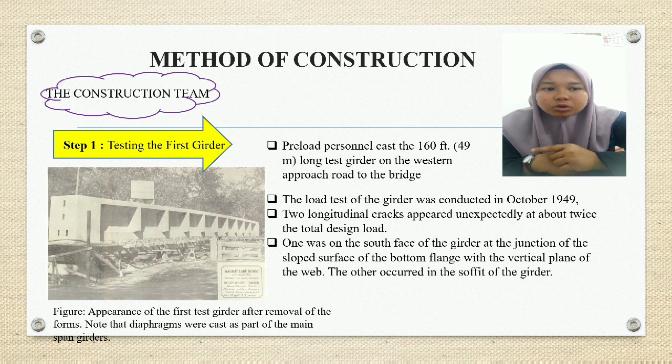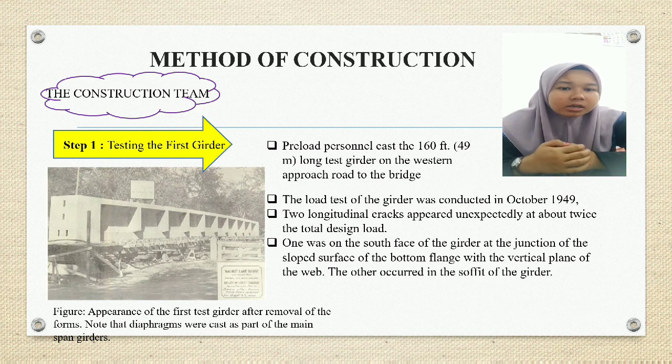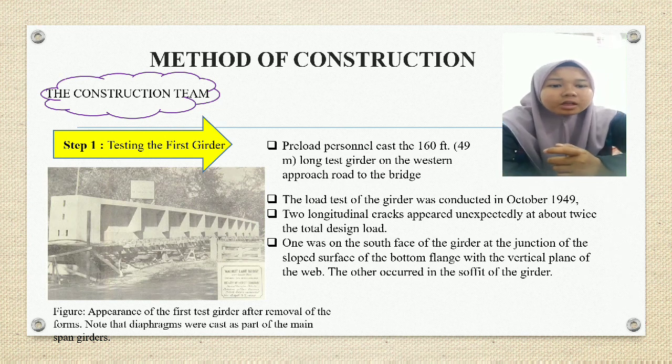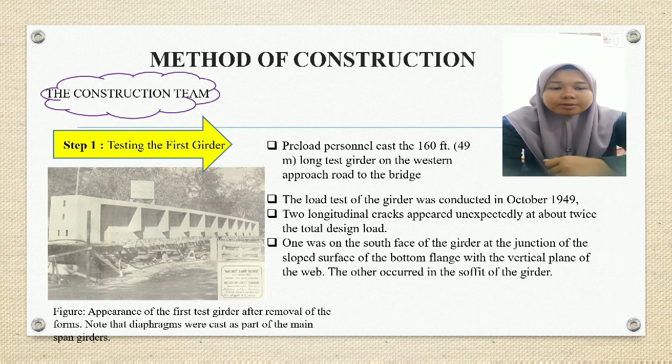Two longitudinal cracks appeared unexpectedly at about twice the total design load. One was on the surface of the girder at the junction of the sloping surface of the bottom flange with the vertical plane of the web. The other occurred in the top surface of the girder. Okay, we can see in the figure the appearance of the first test girder after removal of the forms. Note that diaphragms were cast as part of the main span girders.